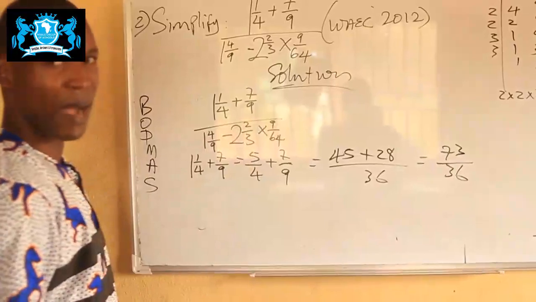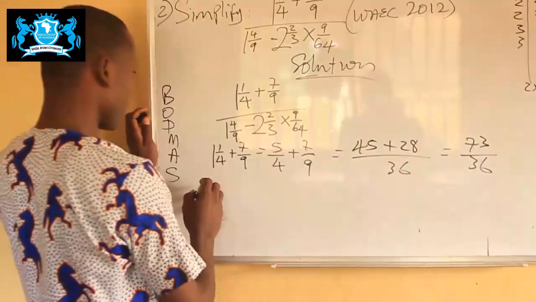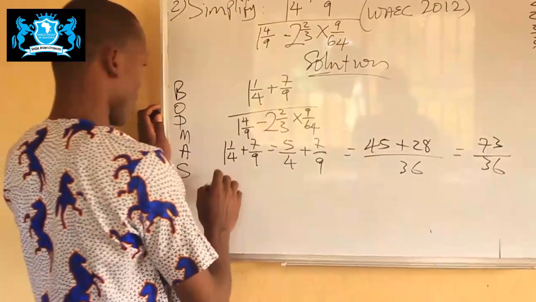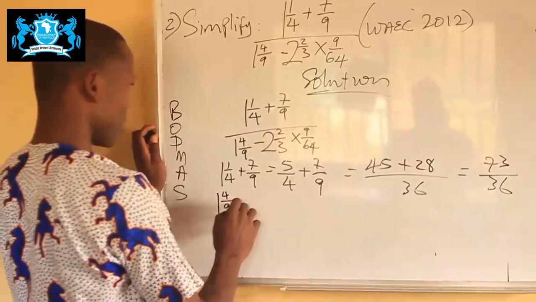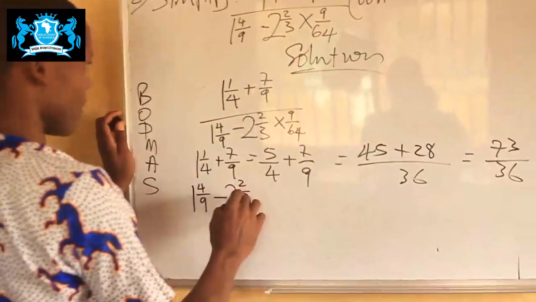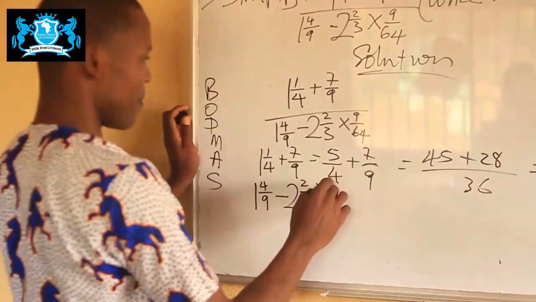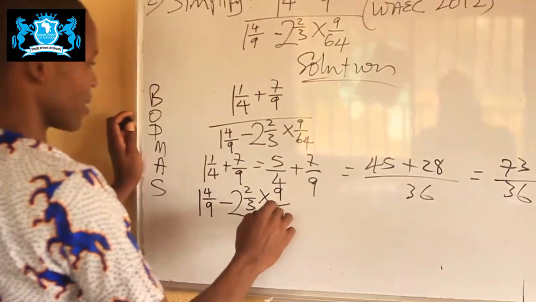Let us solve the lower part. In the lower part, we have 1 whole number 4 over 9 minus 2 whole number 2 over 3 multiplied by 9 over 64.